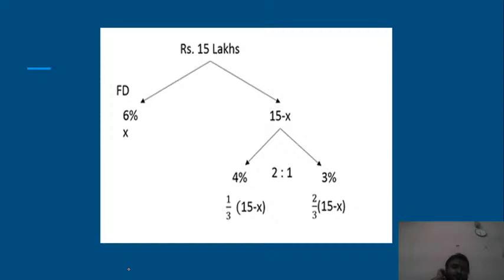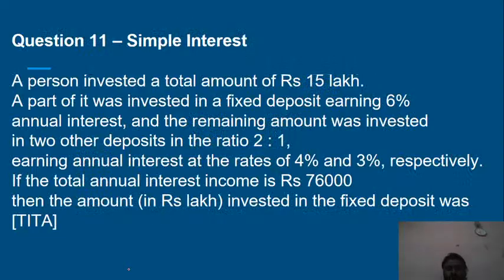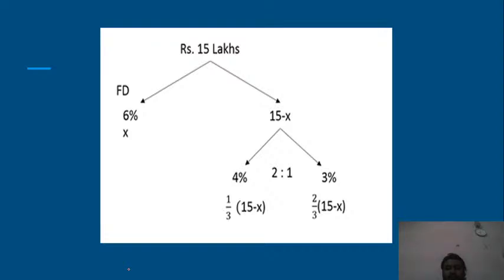Very simple question. देखो 15 लाख को हमने दो पार्ट में डिवाइड किया, एक फिक्स डिपॉजिट में 6%, let that amount be x, and the second part we divided, 15 minus x, in the ratio of 2 is to 1. So at 4% I get one, and I get the other at 3%, and this was in the ratio of 2 is to 1. So now the ratio gets inverted.